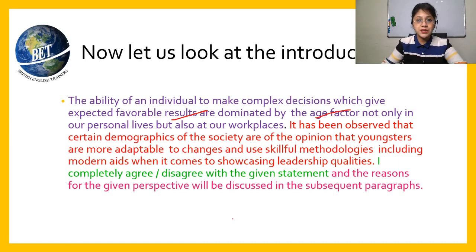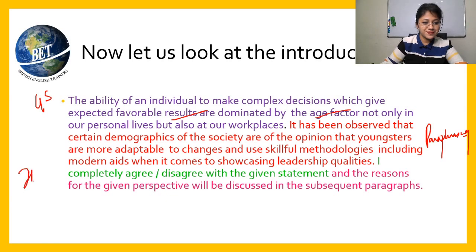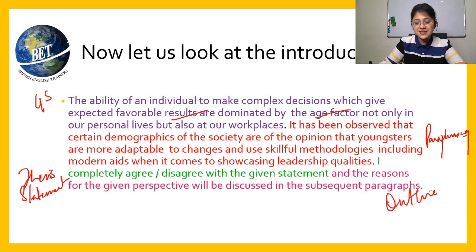I have color-coded it for you to understand each part clearly. So we've got the general statement, we've got the paraphrasing, we've got the thesis statement, and we've got the outline statement. So I hope all of this is absolutely clear to all of you. And today you've learned how to write the introduction to an IELTS essay, writing task 2, opinion essay. Remember, you need to have a 4-part introduction in the case of an opinion essay.